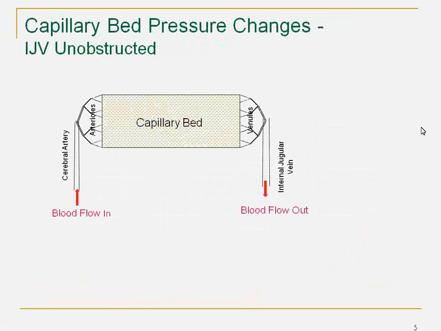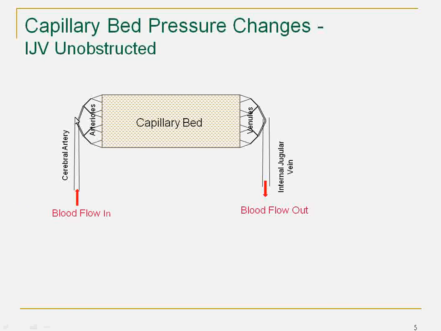Let's talk for a moment about the capillary bed. This is the normal situation. No blockages, no obstructions on the outflow side. So the blood flows into the capillary bed. It flows in through an artery, and it's been pumped from the heart. This is after it's come through the lungs, the liver, the kidney, and so on. So that blood is refreshed, it's loaded up with oxygen, other nutrients like glucose or sugar.